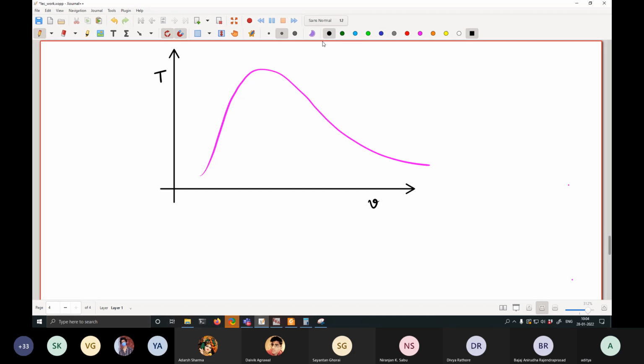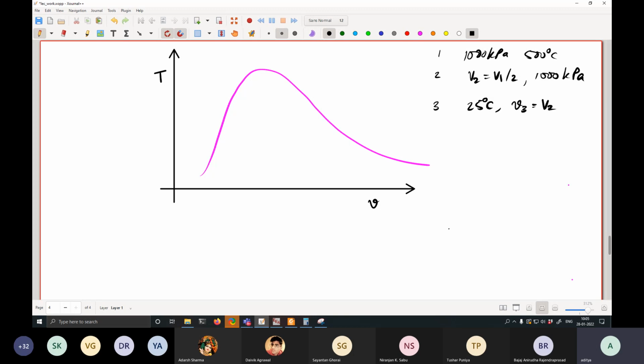One second, sir. Can we see the processes, sir? I will tell you the processes. Process 1, 2, 3. 1000 kilopascal, 500 degrees Celsius, then volume becomes half volume and pressure is 1000 kilopascal. Then third process is 25 degrees Celsius, specific volume remains the same. This is the process. So how do I draw the process 1 to 2?